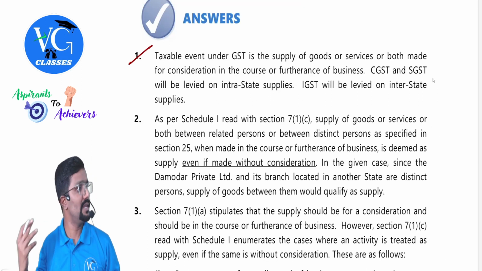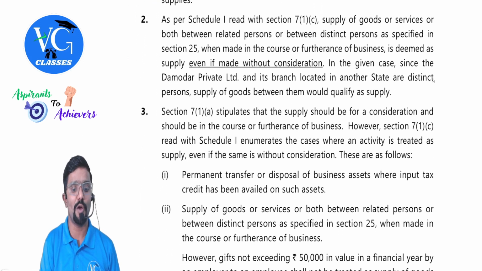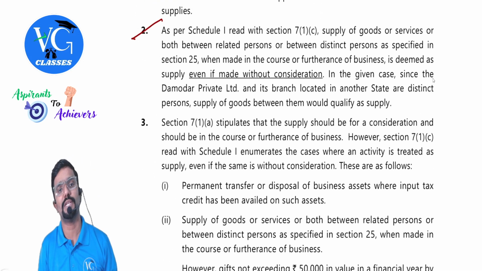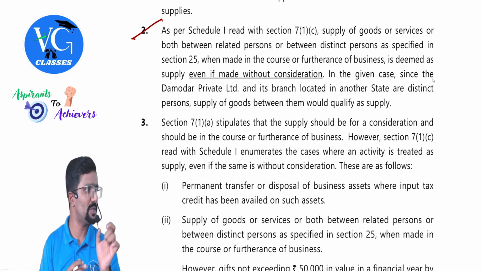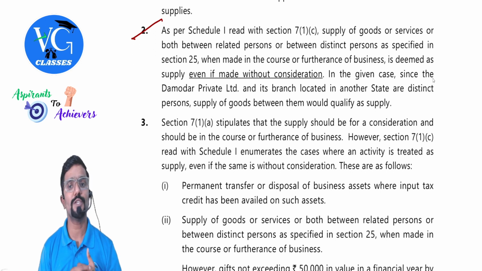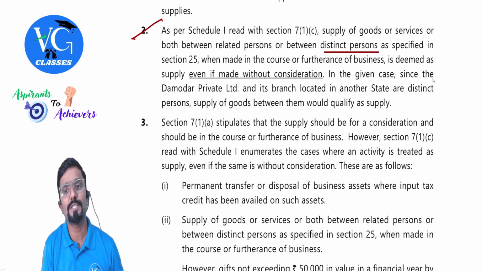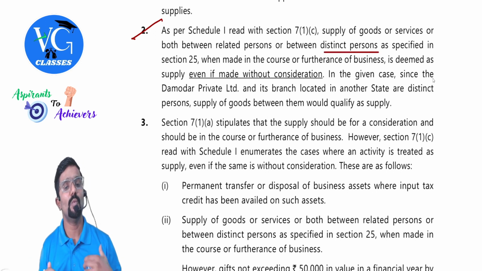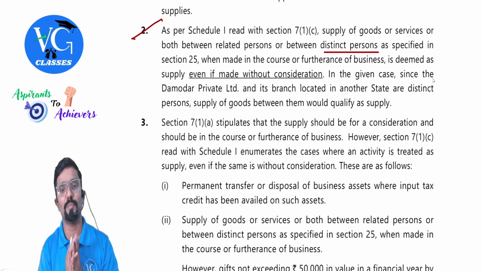See, they will ask questions like this. They will give a case where you need to answer with respect to the respective provision, para, schedule, section. As per Schedule 1, read with Section 7(1)(c), or if you know the para number, please mention that also. That is para 2. Supply of goods or services or both between related persons or distinct persons as specified in Section 25, when made in the course or furtherance of business, is deemed to be supply even if it is made without consideration. Applicable provision.